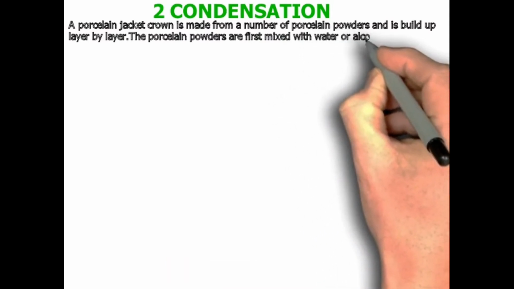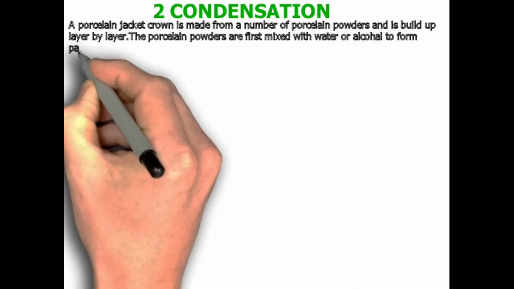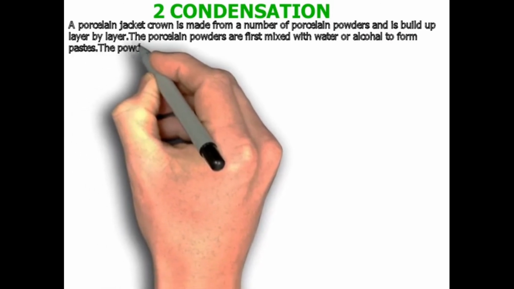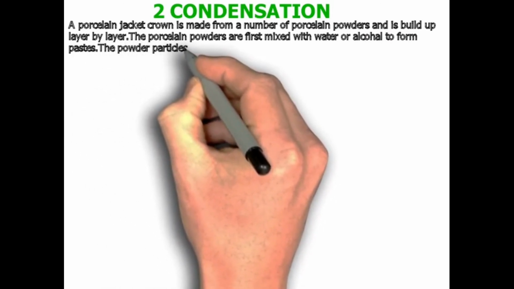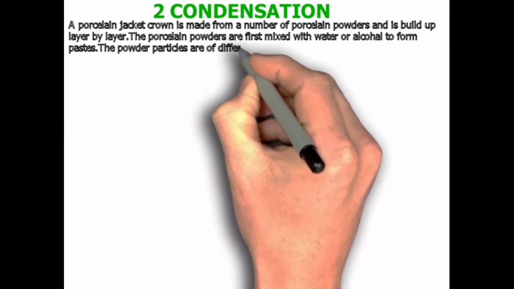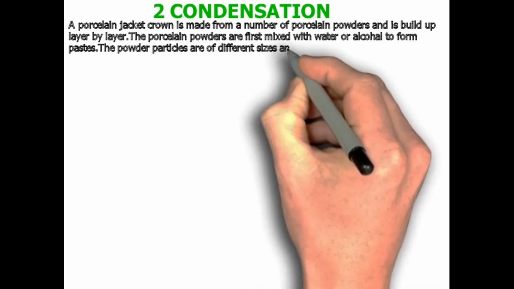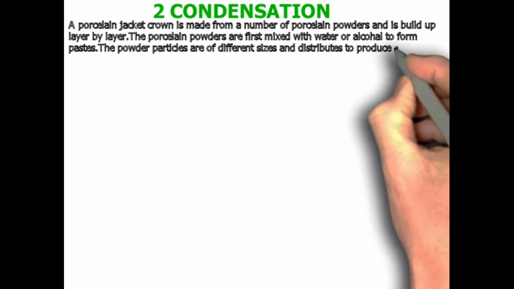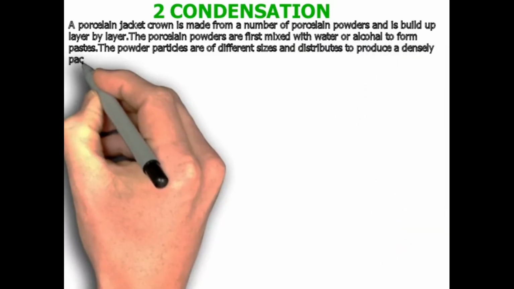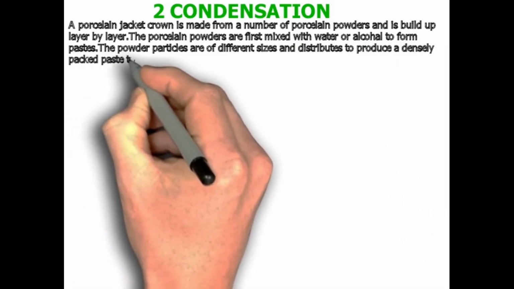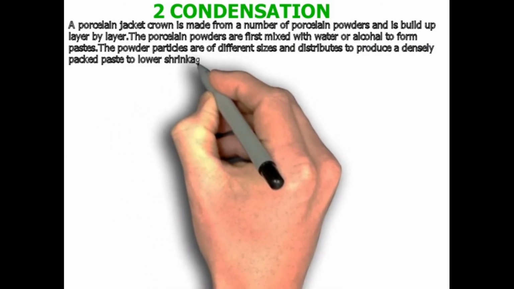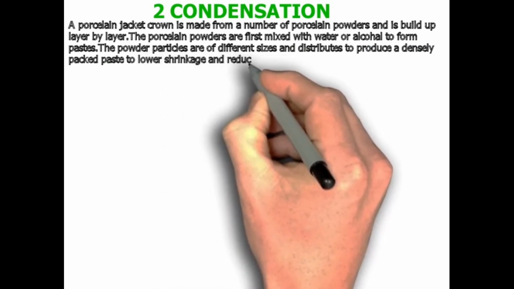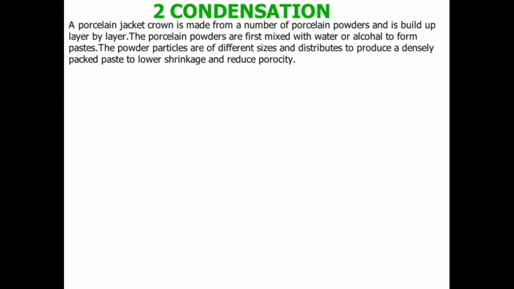Point number 2, condensation. A porcelain jacket crown is made from a number of porcelain powders and is built up layer by layer. The porcelain powders are first mixed with water or alcohol to form a paste. The powder particles are of different sizes and distribution to produce a tightly packed paste to lower shrinkage and reduce frost.